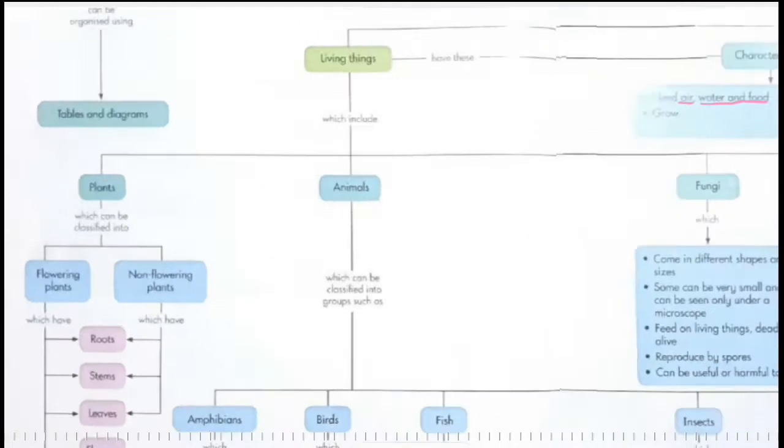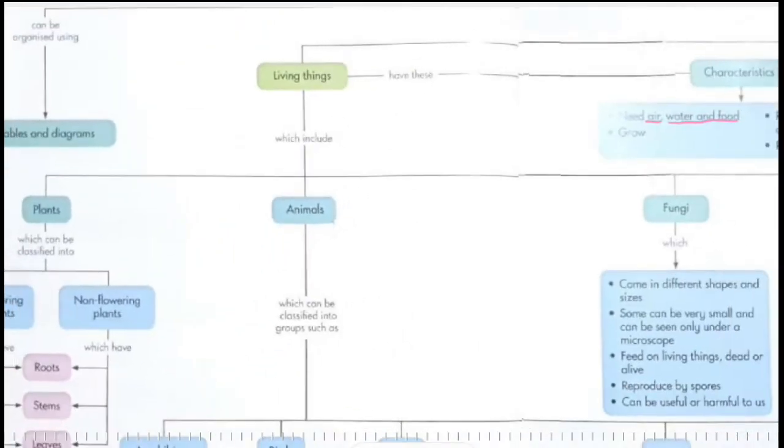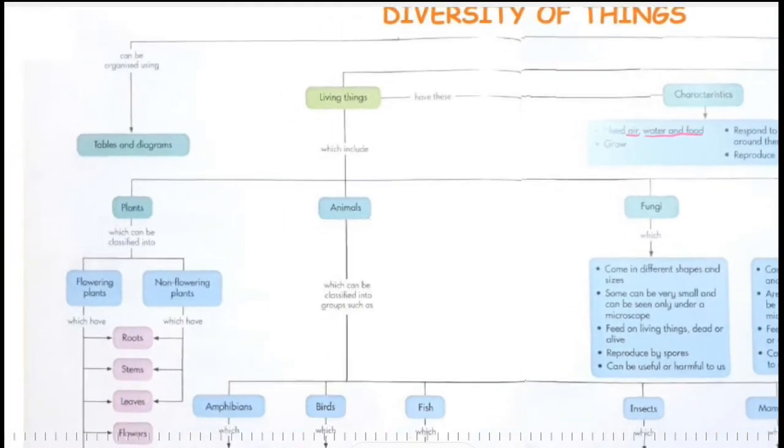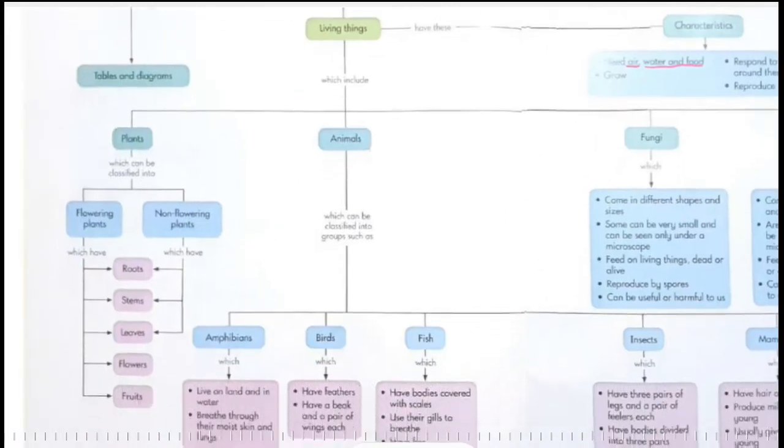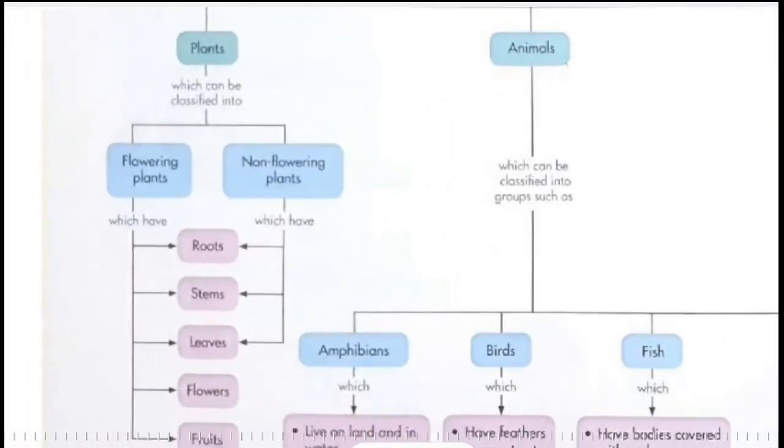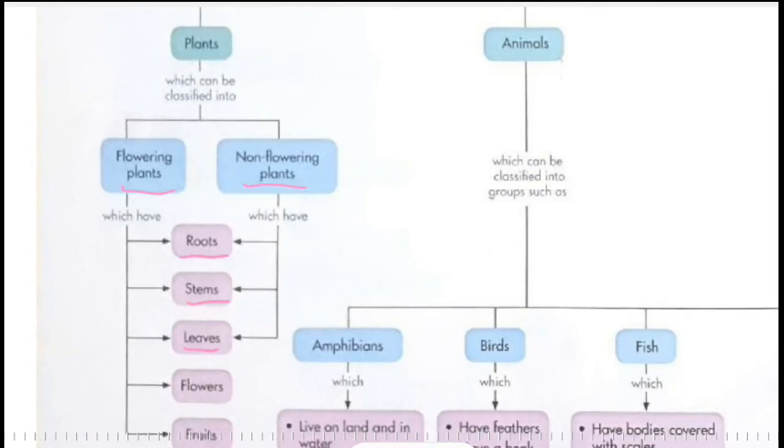Let's look at the groups. They can be classified into 4 groups: plants, animals, fungi, and bacteria. Look at the plants. They are classified into flowering plants and non-flowering plants, which have roots, stems, and leaves. These are common to both flowering and non-flowering plants. Flowering plants have special things like flowers and fruits.